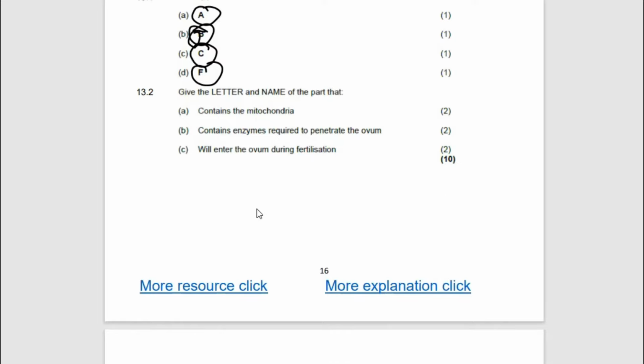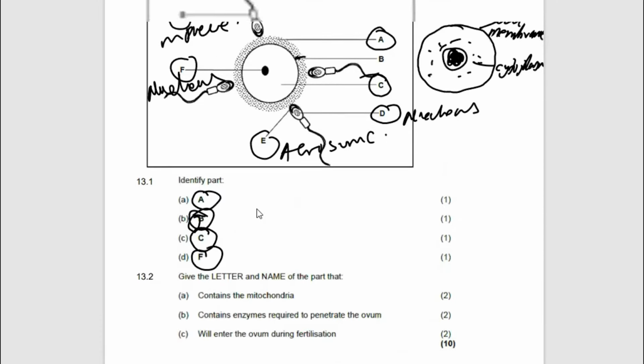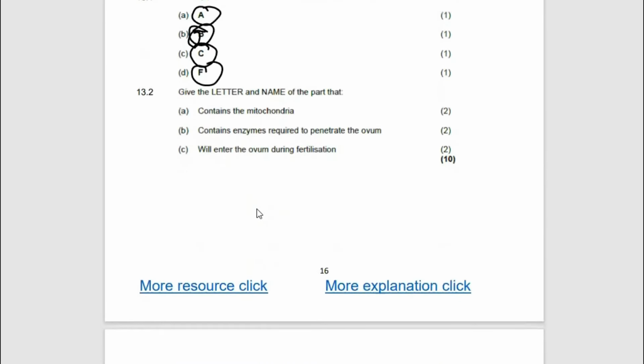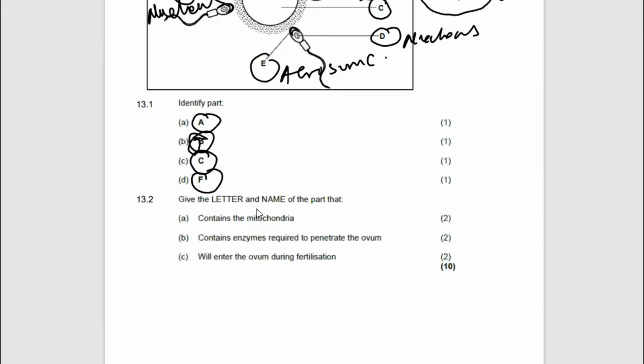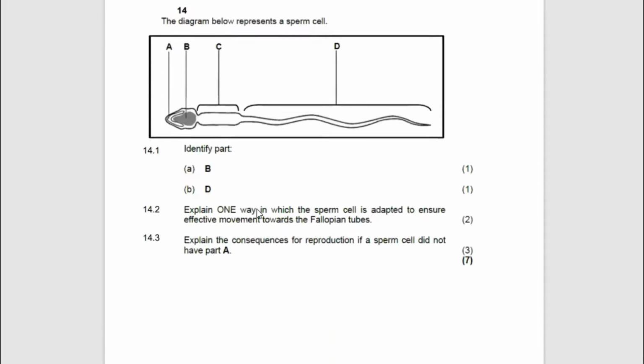Contain enzyme required for penetration of the sperm into the ovum. So it is this. It has the enzyme. We don't need to know the name of the enzyme. Then the part is E, and the part is acrosome. You don't need to know the enzymes because this is not our syllabus. And then they're saying that which part will enter the ovum during fertilization, and that is the nucleus of the sperm, which is part D, nucleus of the sperm.